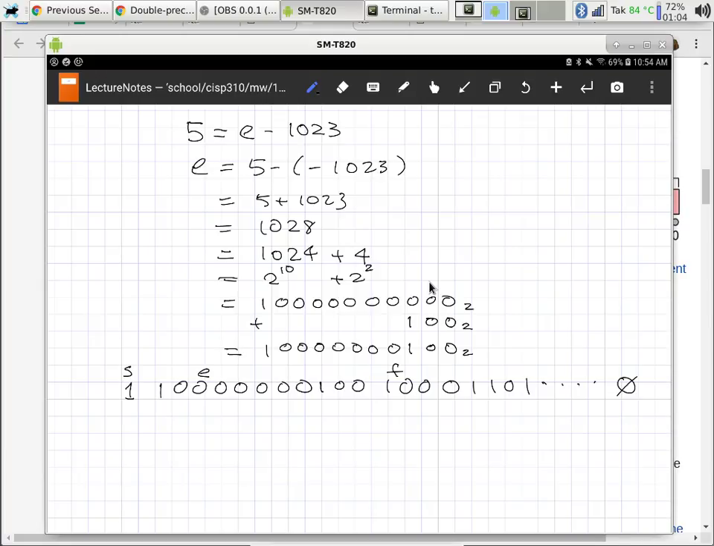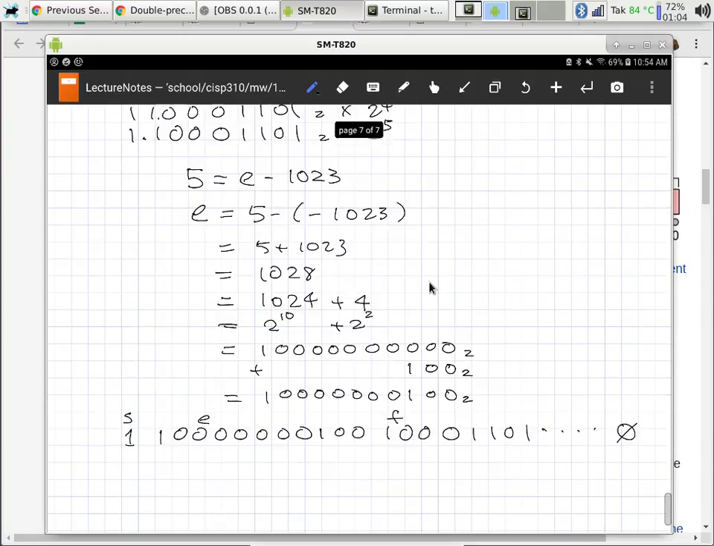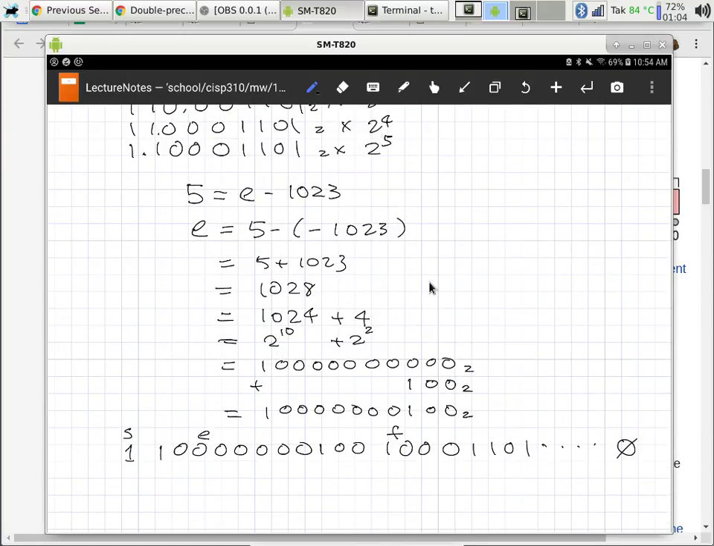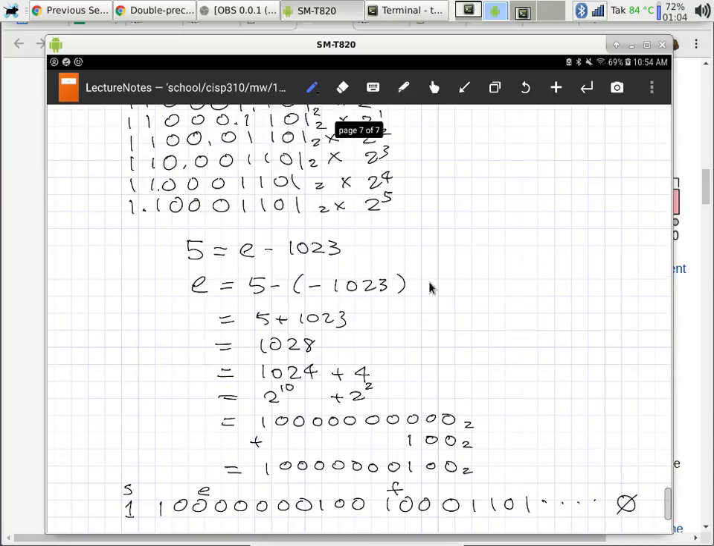Now in base 10, we got 0 to 9. In base 7, we got 0 to 6. In base 2, we got 0 and 1. So in base 16, we need 16 unique digits for each place. But we only got 10 digits from 0 to 9. What are we going to do about the ones that are not available? So what I'm going to do is I will show you a table, and you can copy that if you want to. You don't have to.